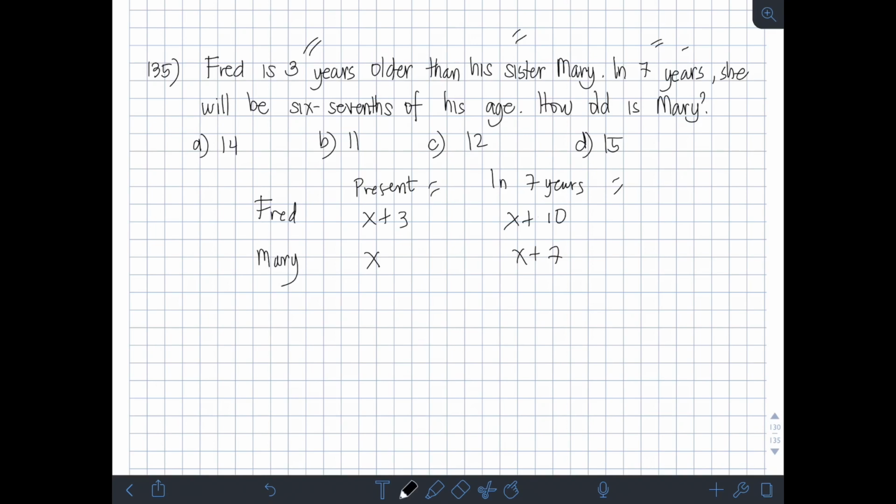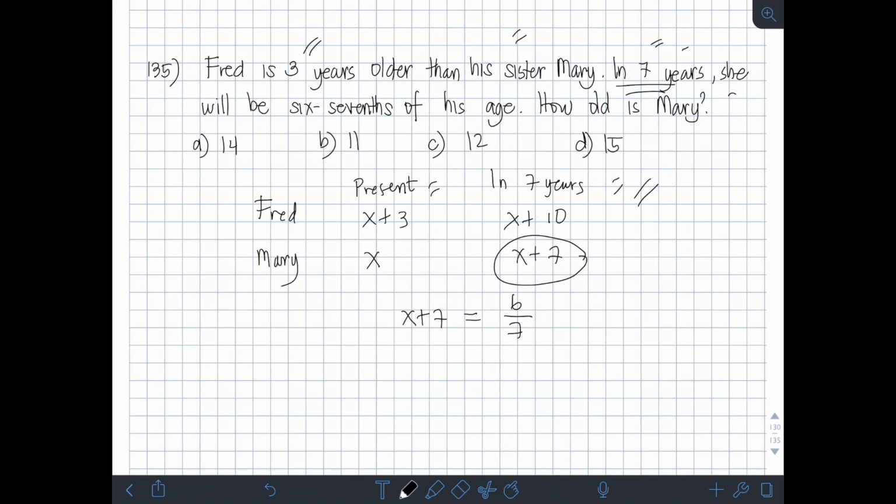Okay? Ngayon, bubuo tayo ng equation dito sa future age. Kasi sabi, in 7 years daw, so yun yung keyword natin. She will be 6/7 of his age. So, si Mary yon. So, anong edad ni Mary in 7 years? X plus 7, right? So, Mary's age will be 6/7. So, 6 over 7 yon, right?